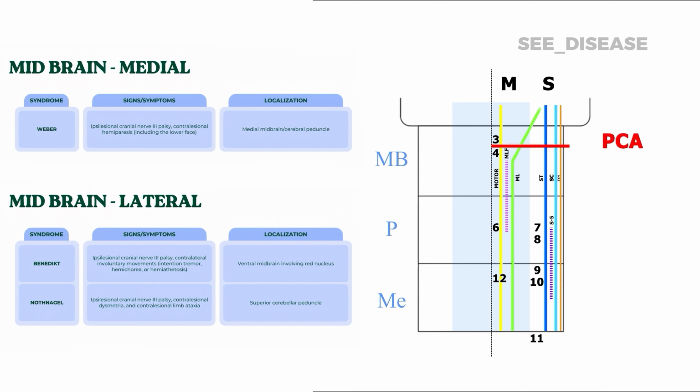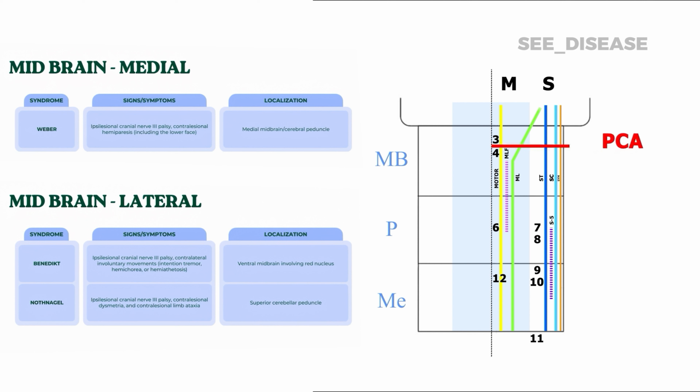And the described syndromes, named after Weber, is characterized by ipsilateral cranial nerve third palsy and contralateral hemiplegia, including the lower face. There is a median midbrain involvement, culprit arteries PCA, and midbrain lateral portion if it is involved. The Benedikt syndrome is described by ipsilateral cranial nerve third palsy and contralateral involuntary movements, that's intention tremor, hemichorea, hemiathetosis, because it's due to the involvement of the red nucleus.